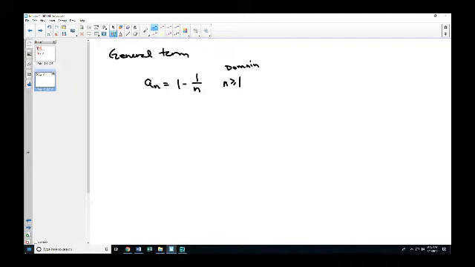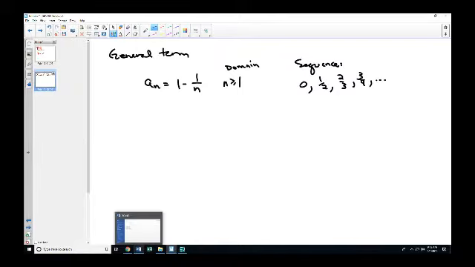Can you generate the sequence? I have not made the sequence. This is what defines it. So now we have to write. Now write the numbers. Okay, so plug one in, right? 1 minus 1. 1 minus 1 half. 1 minus 1 third. 1 minus 1 fourth. Okay.